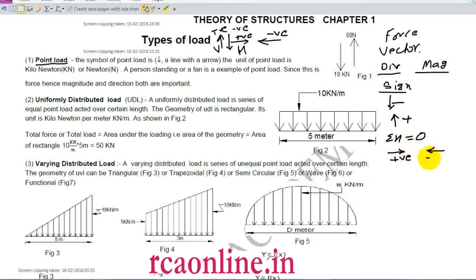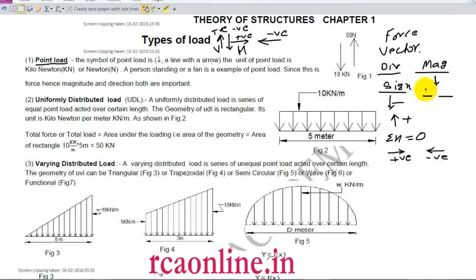Similarly, if I put negative, it means the force is in the downward direction. So this is the first job. Now second is the magnitude. You can divide magnitude again into 2 parts. One is some constant and another is unit.